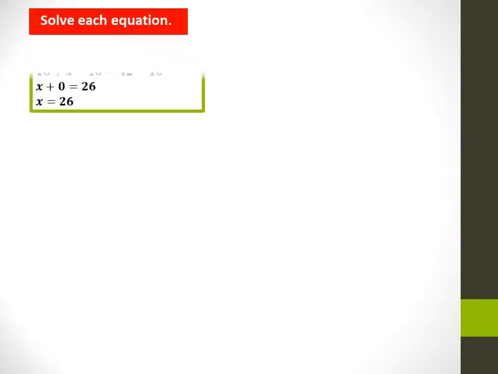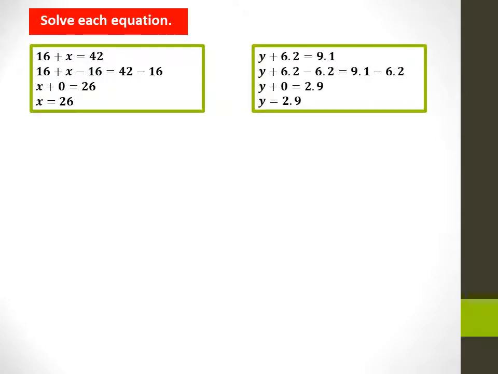Solve each equation. 16 plus x equals 42. To get x by itself, I need to subtract 16 from both sides of the equation. X equals 26. Y plus 6.2 equals 9.1. To get y by itself, I need to subtract 6.2 from both sides of the equation. Y equals 2.9.